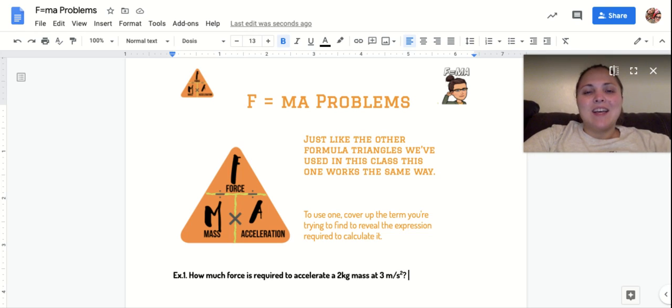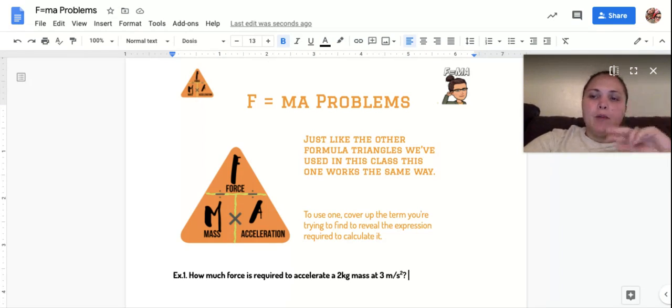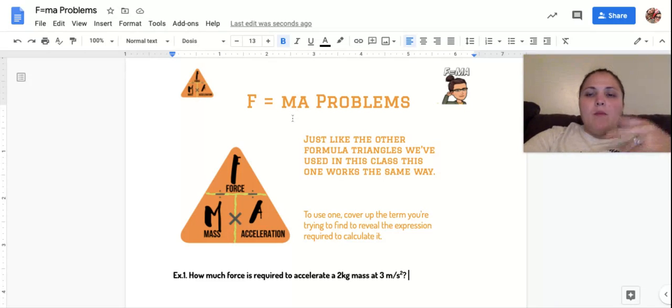Hey guys, so today we're looking at force equals mass times acceleration problems. This is Newton's second law of motion, and we can sum it up with this equation very simply. What it means is if you apply a greater force, then a certain mass would accelerate at a greater rate. So the more force, the more acceleration. The greater the mass, then the more you're going to have to push on it to get it to accelerate.